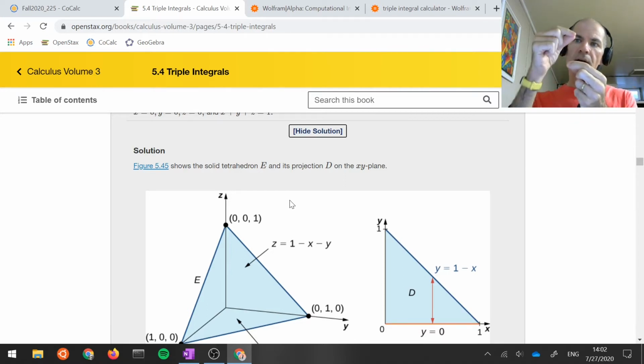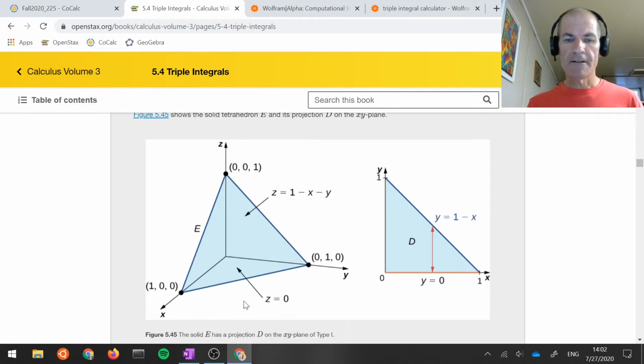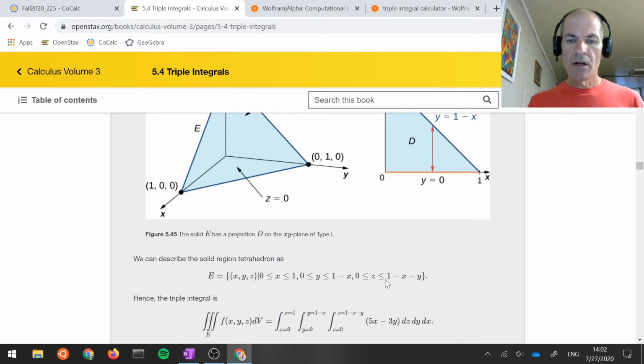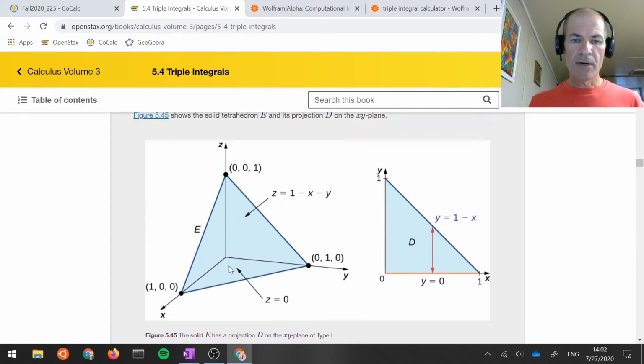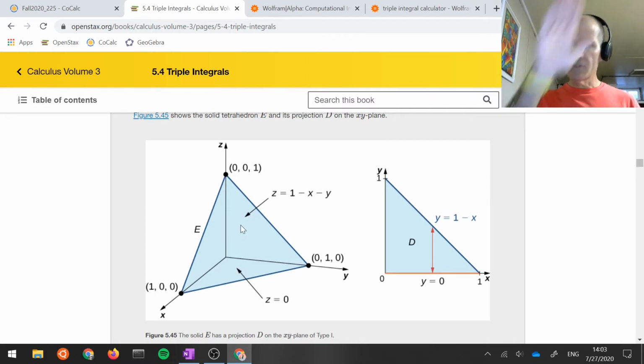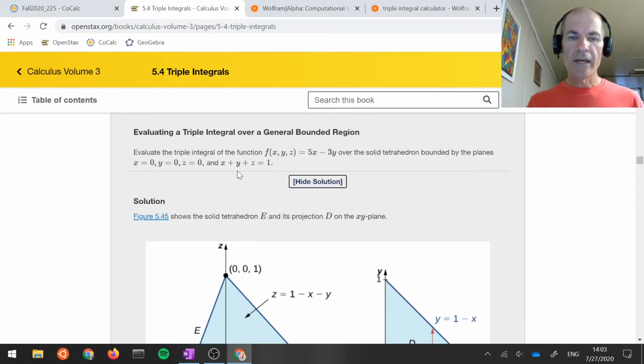We need to find descriptions of the beginning and ends of line segments parallel to the z-axis and inside the volume of integration. So in this picture, that's described by a vertical line always starting on the xy plane and always ending on this slanted face. If we always start on the xy plane, that means z starts at 0. And if it's going to end on the slanted face, what we have to do is solve for z in terms of x and y.